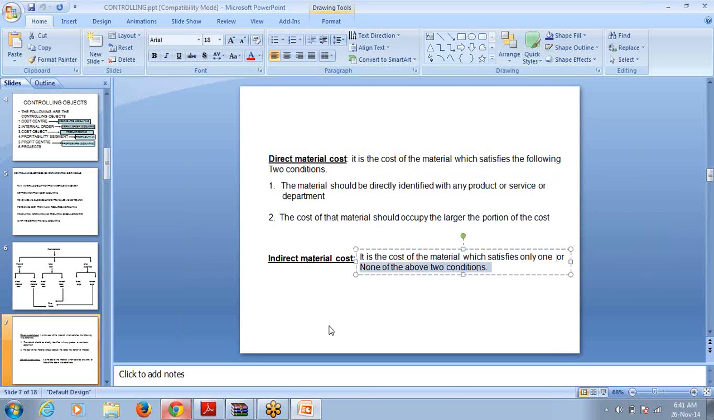Is called indirect material cost. I will give an example. You take a computer table. I am talking about the traditional computer table in India. I am not talking about the high-tech computer tables.